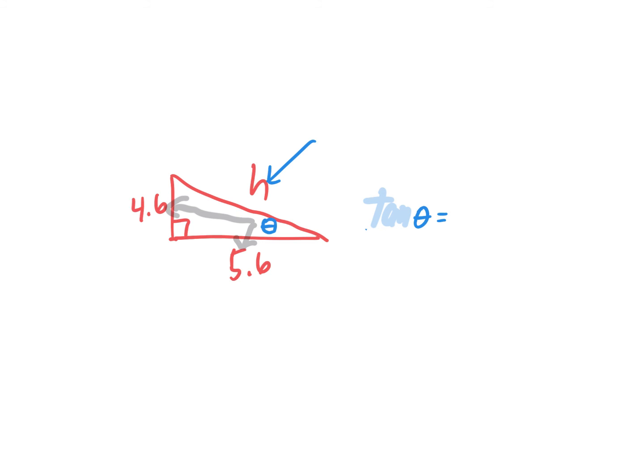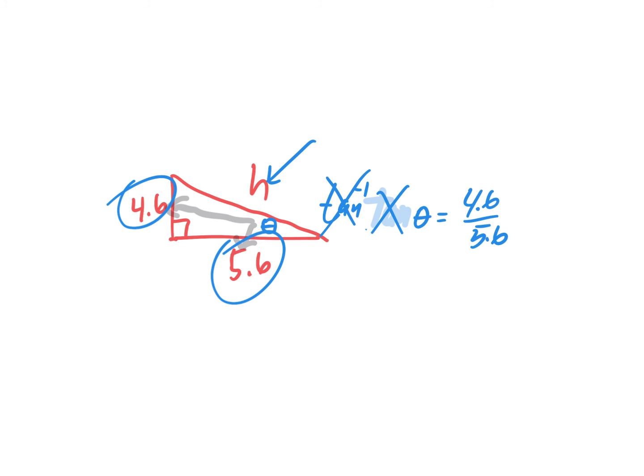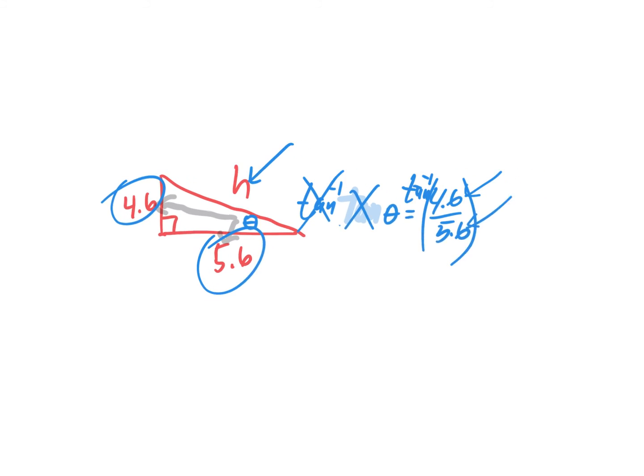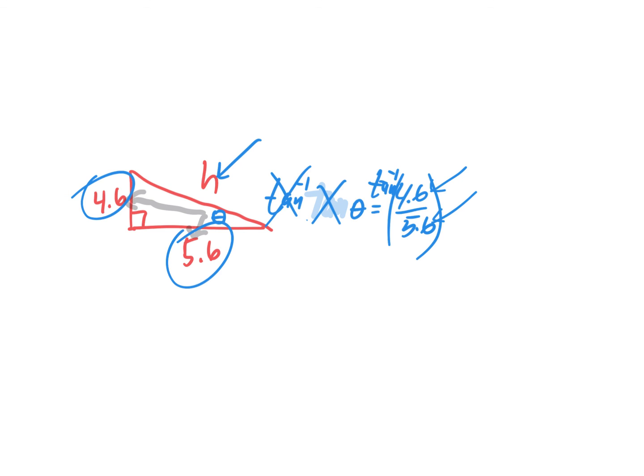And the tangent of theta, TOA, is the opposite over the adjacent. It's 4.6 over 5.6. And how does that help? Because now I can do inverse tan. If you do inverse tan on both sides, you'll get the tangent off of here, because inverse tan cancels tangent. And inverse tan of 4.6 over 5.6, you type that into the calculator and you can get your final answer. And the inverse tangent of that is 39.4.